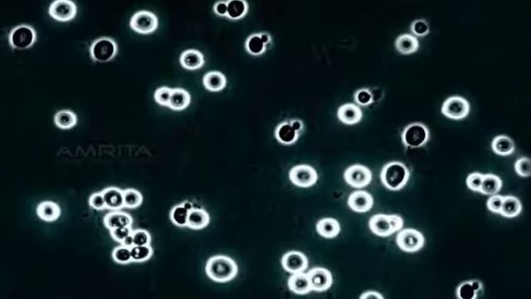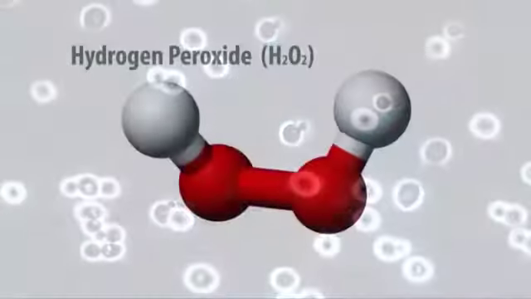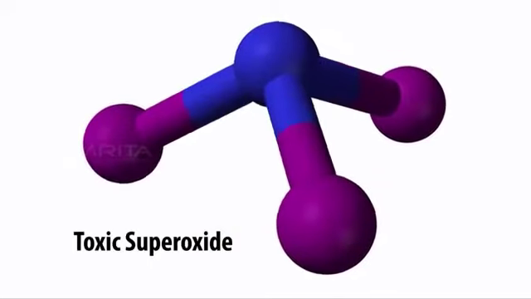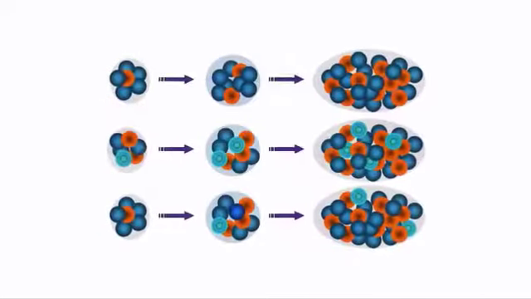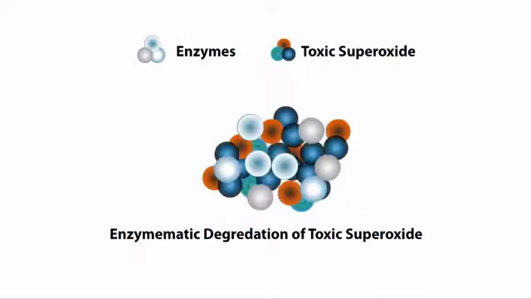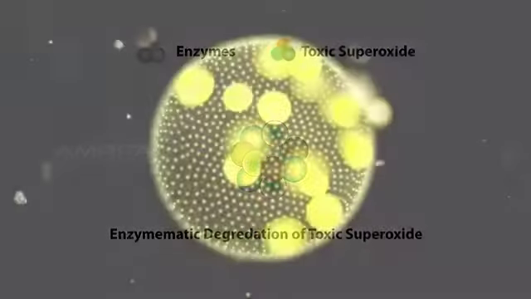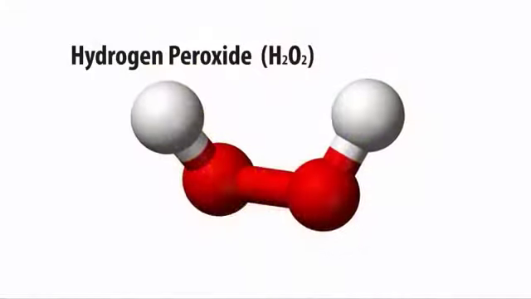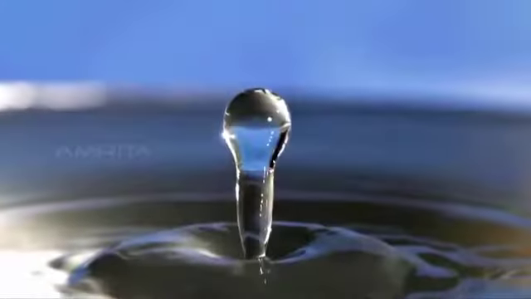During aerobic respiration, microorganisms produce hydrogen peroxide and in some cases an extremely toxic superoxide. Accumulation of these substances will result in death of the organisms unless they can be enzymatically degraded. Organisms capable of producing catalase rapidly degrade hydrogen peroxide to oxygen and water.